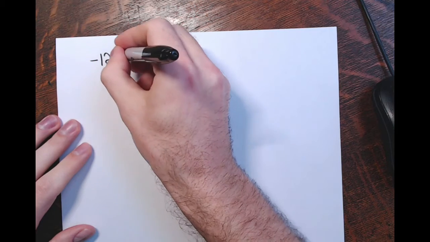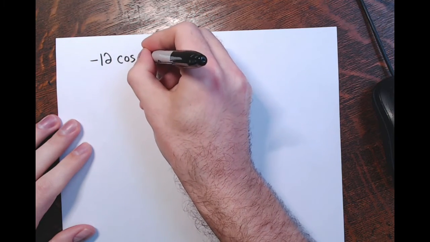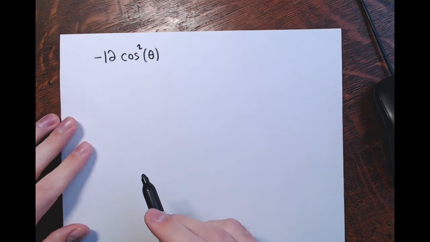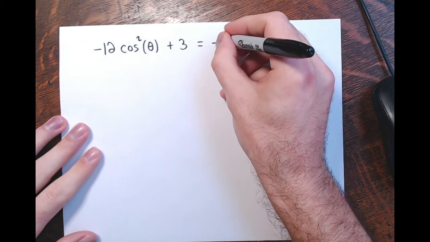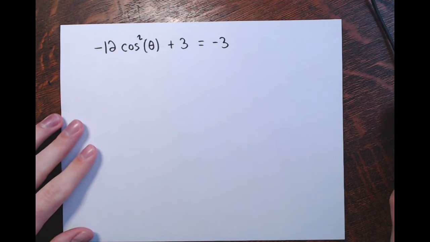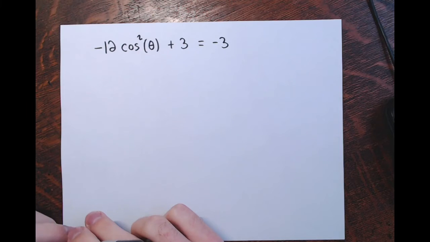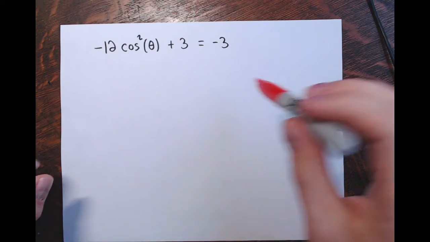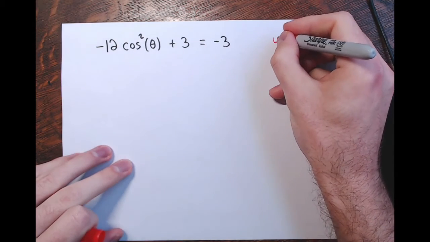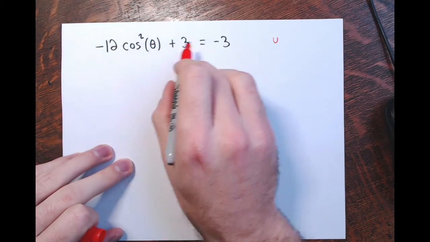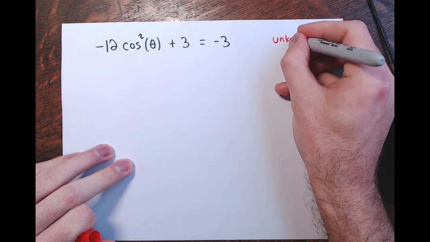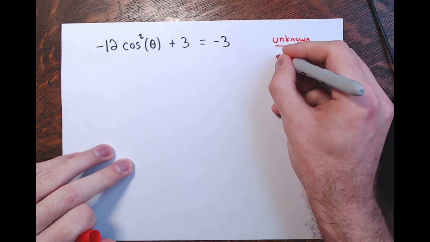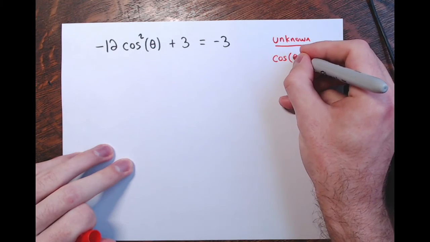So let me write this equation out. So we have negative 12 times the cosine of theta, squared. Remember that means cosine theta times cosine theta, plus 3 equals negative 3. Right. Now, if you want to do this, just to save a little writing, the unknown here, right, the thing that has no value, right? Negative 12 has a value, 3 has a value, negative 3. This cosine of theta, right? I don't know what that is because I don't know what theta is. So the unknown here is the trig function. What is the value of cosine of theta?